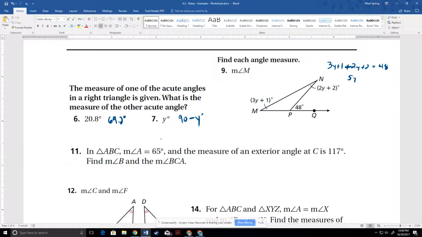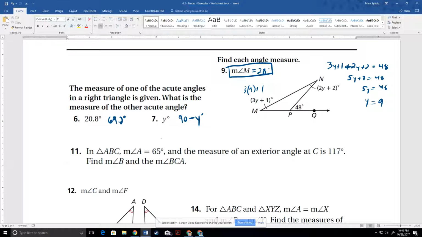So we get 5y plus 3 equals 48. We get 5y equals 45. So y equals 9, but we're still trying to find the measure. So we plug it back in, and we get 3 times 9 plus 1, 27 plus 1. So we get 28. So the measure of angle M is 28 degrees.